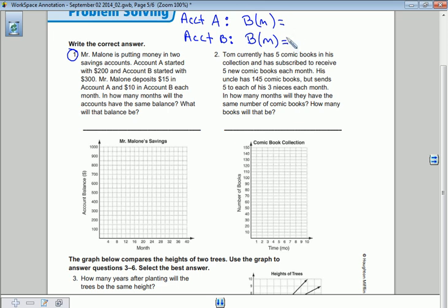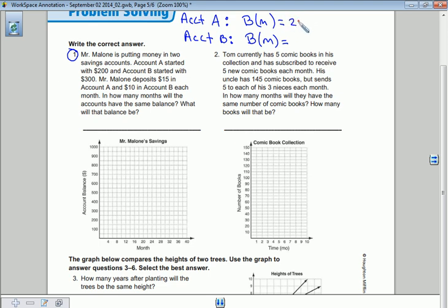Now, when we write a linear function, we're looking for two things. What is our starting point? Because the starting point gives us what on the graph? The y-intercept. And then we're looking for the rate of change, because the rate of change in our equation is what? Slope. The slope.